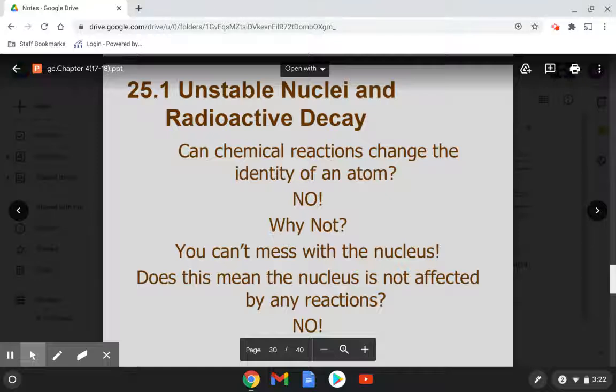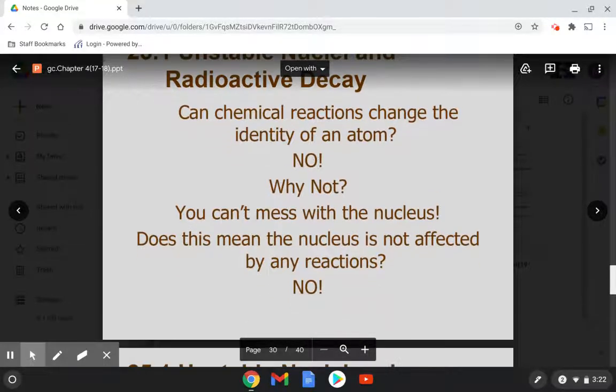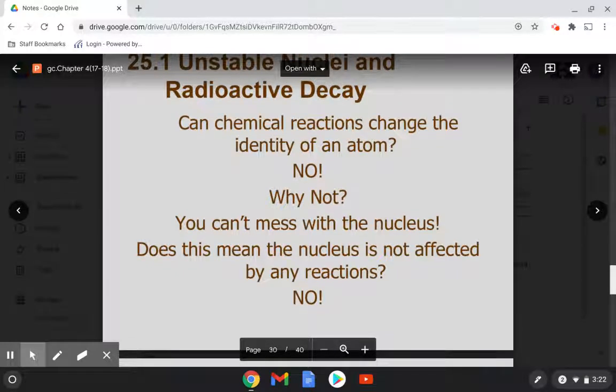And so, we talk about chemical reactions changing the identity of an atom. No, we don't see that because you don't mess with the nucleus. But we see that the nucleus is affected by radioactive decay. It's not going to change the identity, but it is going to alter how the nucleus looks. You're not going to see protons change in it, right?